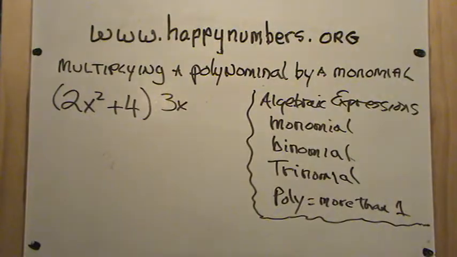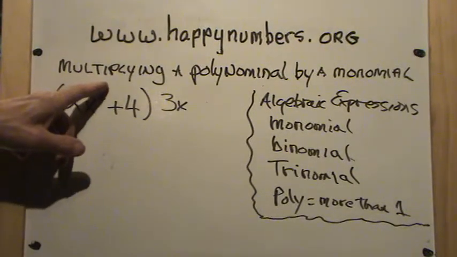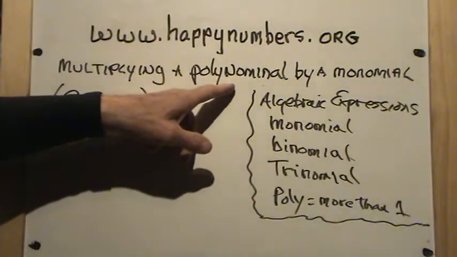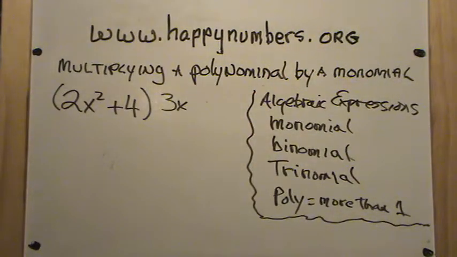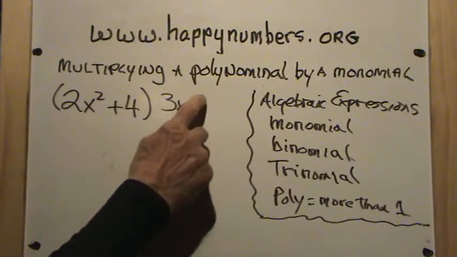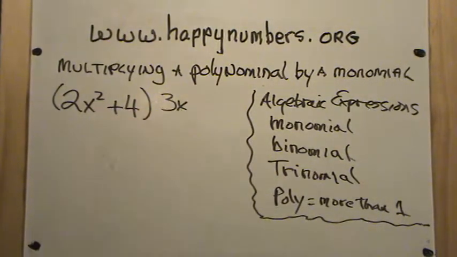www.happynumbers.org. Today's lesson is multiplying a polynomial by a monomial. In the last lesson we did multiplying a monomial by a monomial. Now we're doing a polynomial. So a quick review here.